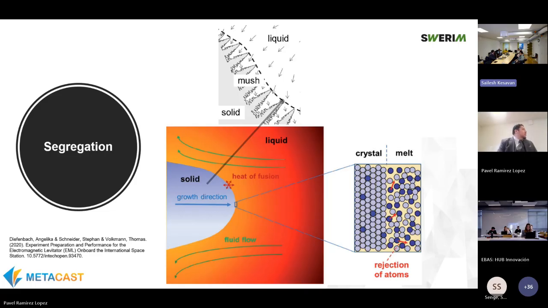And in this crystal structure, as we were discussing, depending on what alloying elements, the size of the atoms, and how they fit into the structure, some of them will be accepted in a more efficient way, and some others will be rejected. And you remember in our previous session, we discussed that this is what we call segregation.